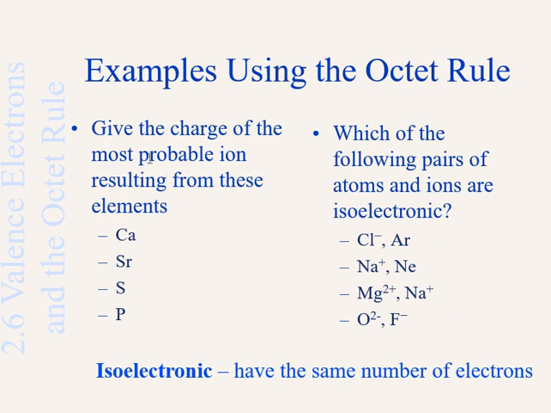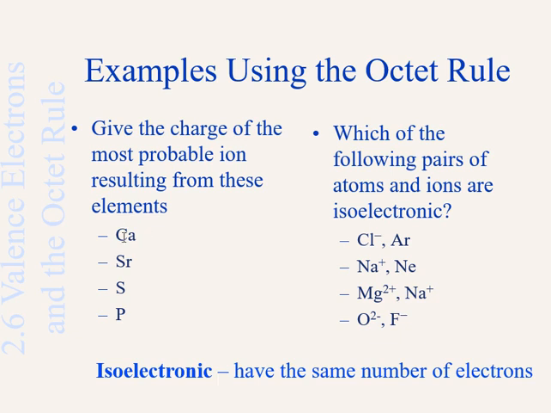Give the charge of the most probable ion resulting from these elements, calcium. Look for the location of each of these elements. If they are in group 1A, they will lose 1 electron. If they are in group 2A, they will lose 2 electrons. If they are in group 3A, they will lose 3 electrons. What about group 4A, starting with carbon? Technically they can either lose 4 or gain 4, but neither of that happens to them. They do not form the kind of ions that you normally see. They behave differently, and we will cover that in chapter 3.